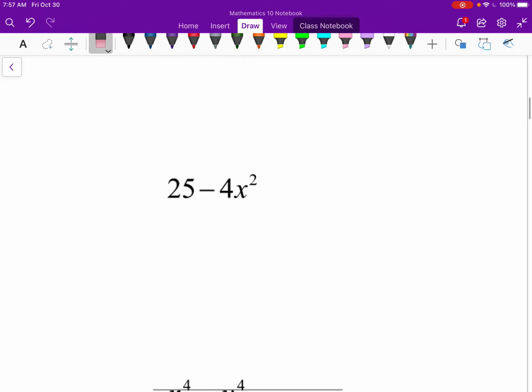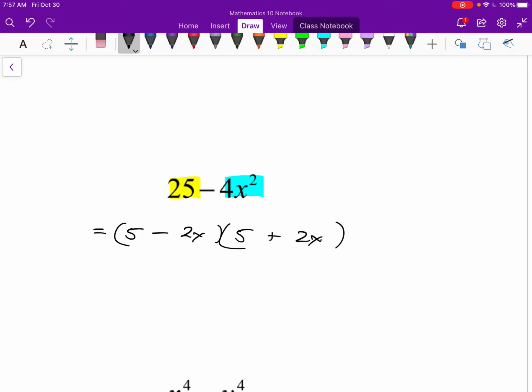Let's look at this one. 25 and 4x squared are both perfect squares, because 5 times 5 is 25, and 2x times 2x is 4x squared. And I'm finding the difference between them. And so I know that one of my factors will be 5 minus 2x, and one will be 5 plus 2x. Again, the order you write your terms matters. The order I write my factors doesn't. It doesn't matter if the first one is plus or the second one is plus. But because my 25 was the first term in the difference of squares, 5, which is the square root of 25, has to be the first term in each of the factors.